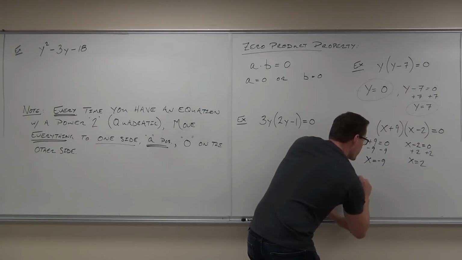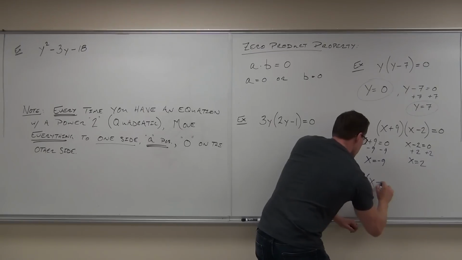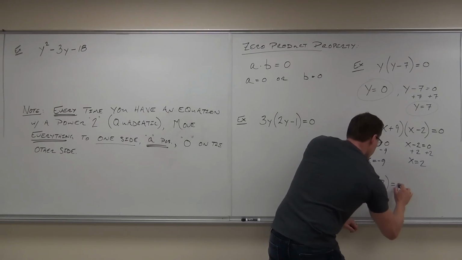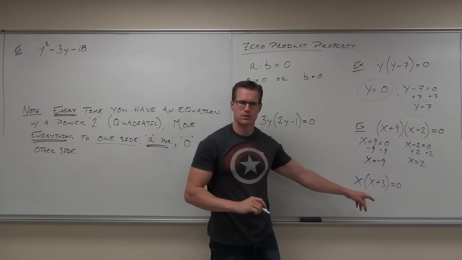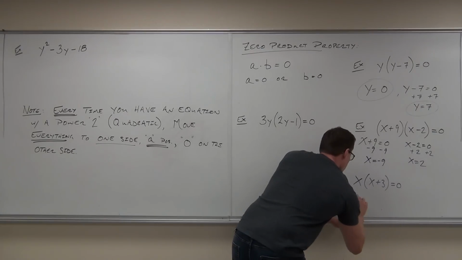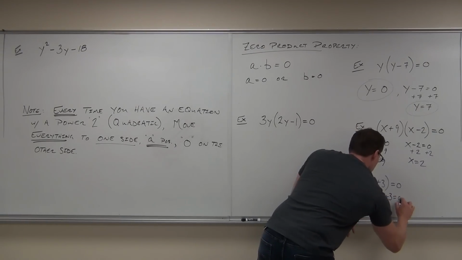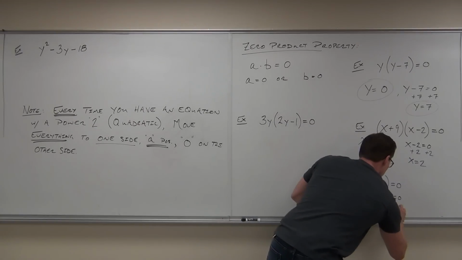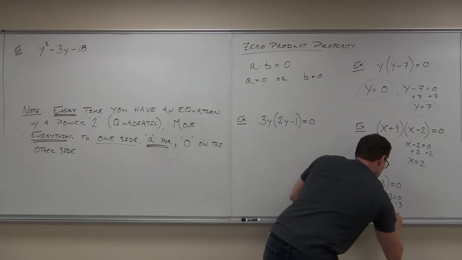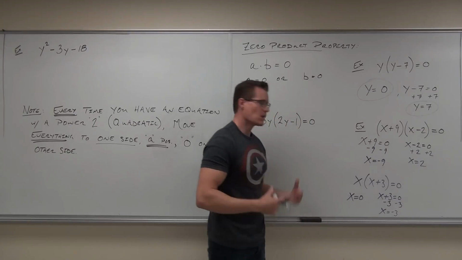The other one, we have x times x plus 3. How many factors do we have here? 2. Set both of them equal to 0. x equals 0, that's kind of an easy one. And then x plus 3 equals 0. Let's just subtract the 3. If we do that, we get x equals negative 3. And those are our two solutions.